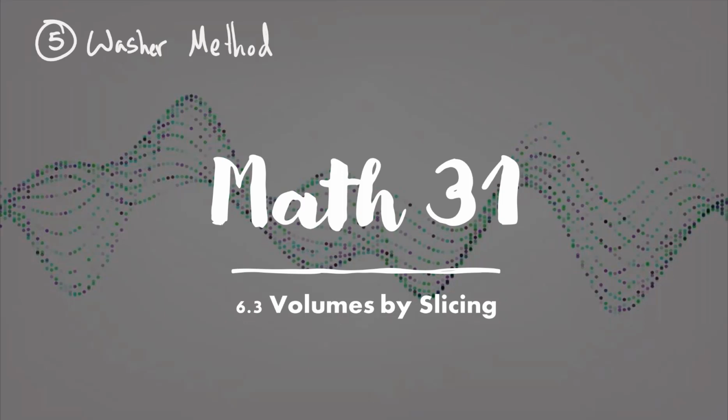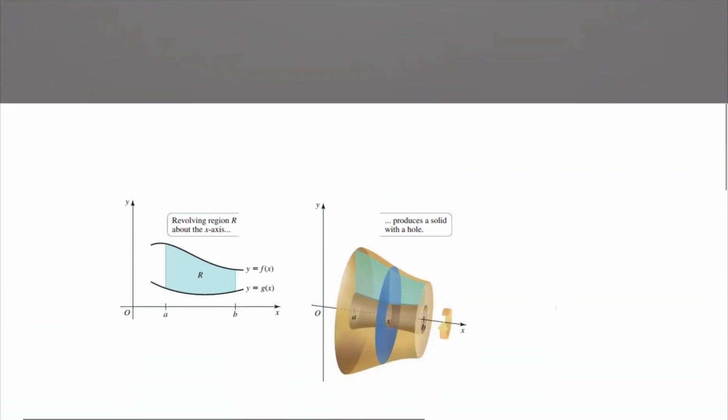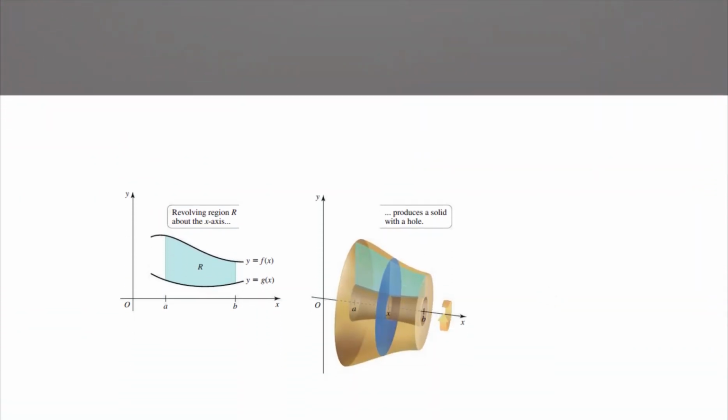So we're going to have a function on top of another function, and that's going to be the game. So let's see some pictures. All right, let's say we have a function on top of another function, and then it creates some region from A to B. Now, if you revolve it about the axis, it produces a solid with a hole. It just creates this washer.